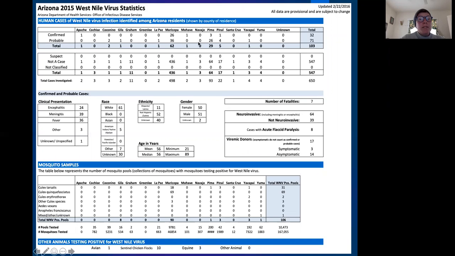So this is an example of what happens for West Nile virus because it is a public health threat. The Arizona Department of Health Services collects data about how many people are infected and how many confirmed cases they have. If someone gets sick and goes to the doctor and gets tested and tests positive for West Nile virus, that data is mandatorily reported to the state health department, right?